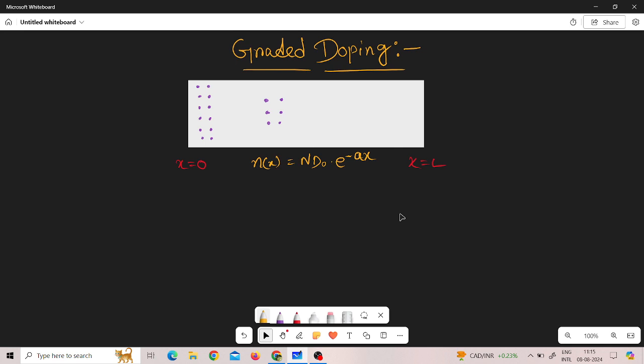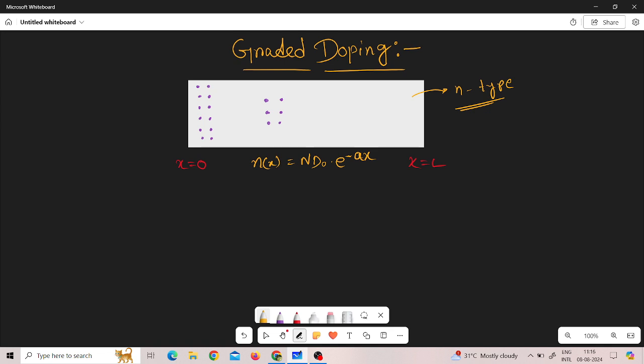So hello, today we are going to discuss the concept of graded doping. Graded doping means the doping which is not uniform. So suppose we take an N-type semiconductor material. This is an N-type semiconductor material whose length is L.